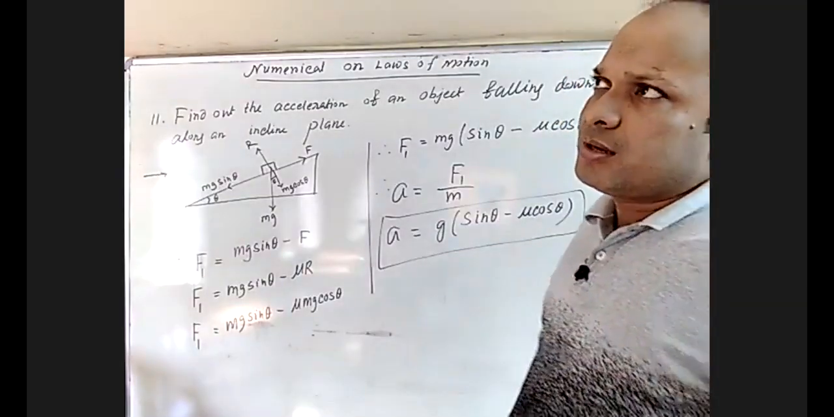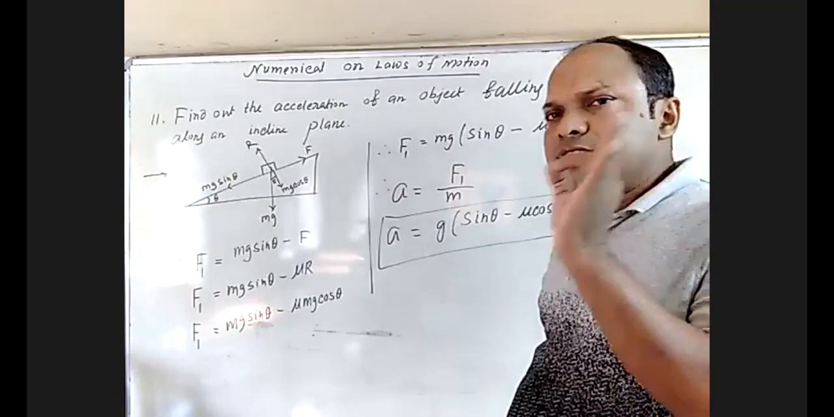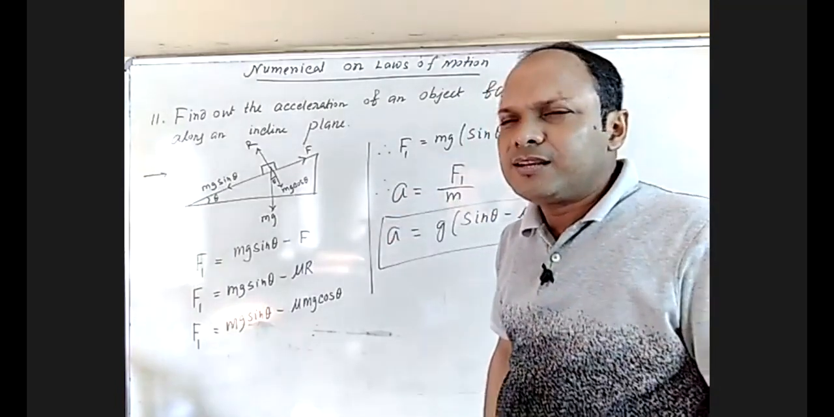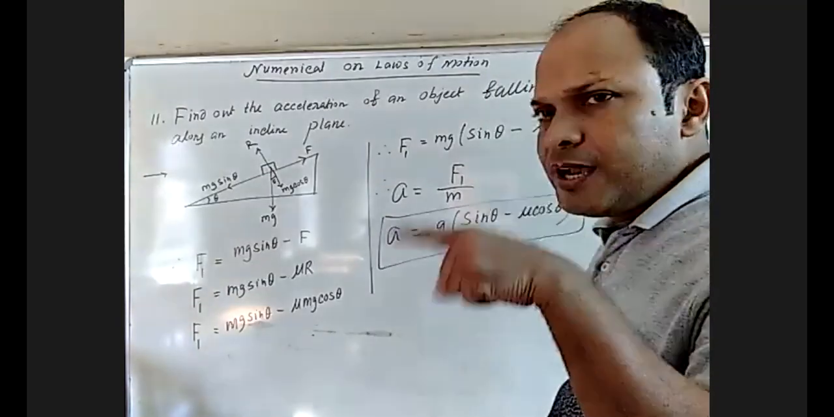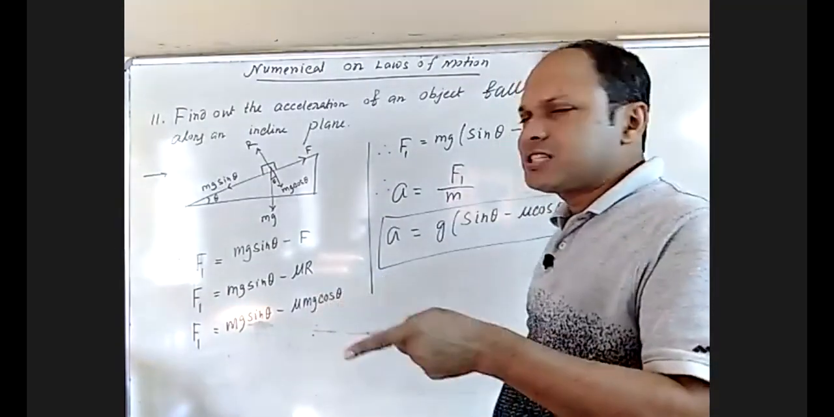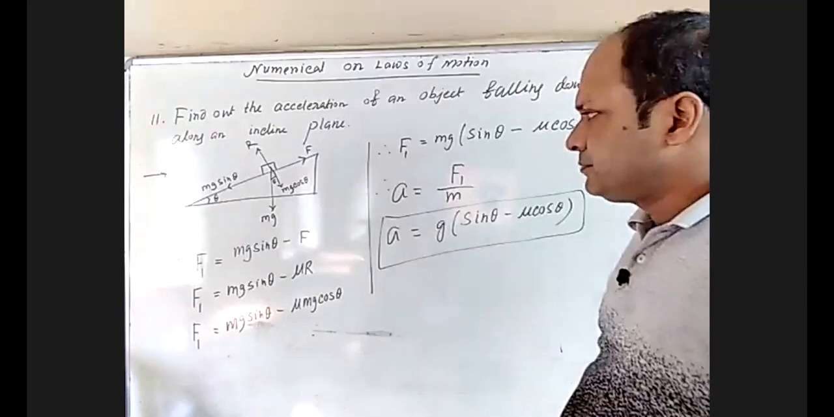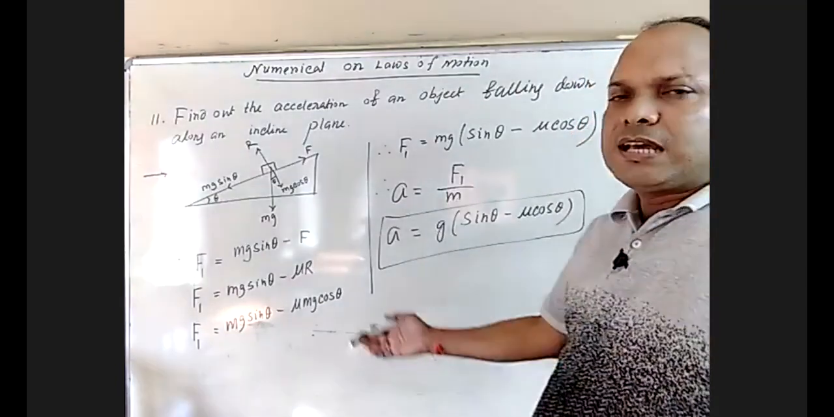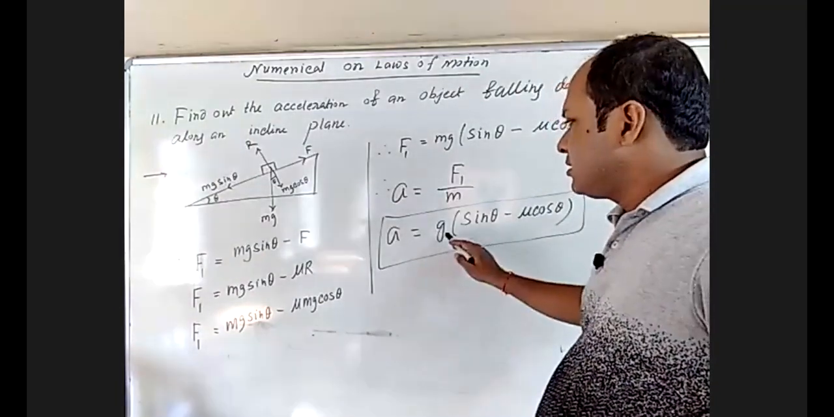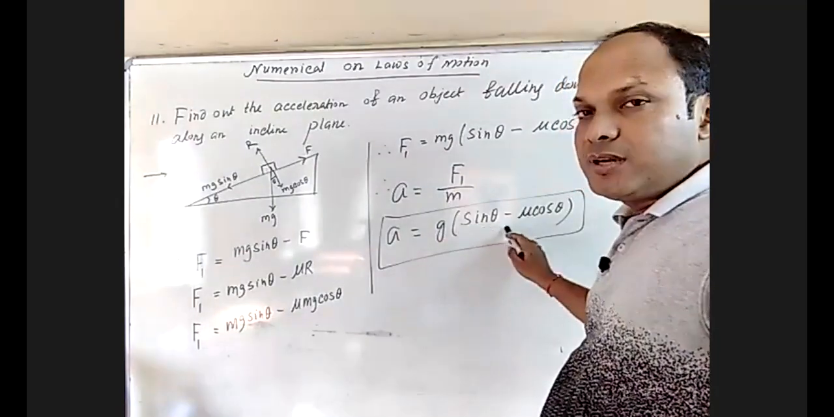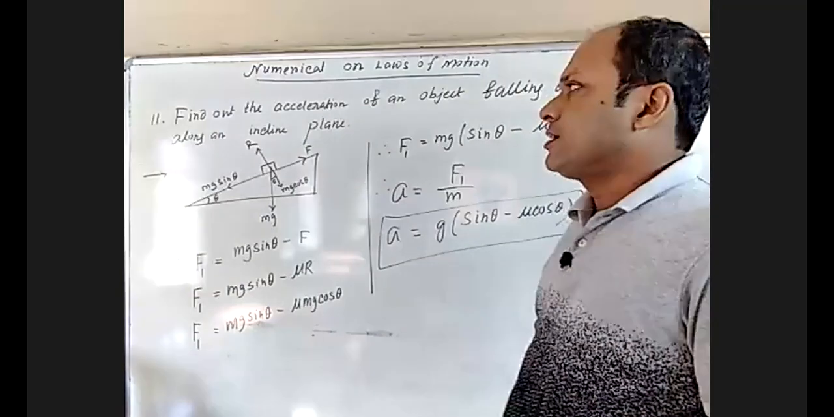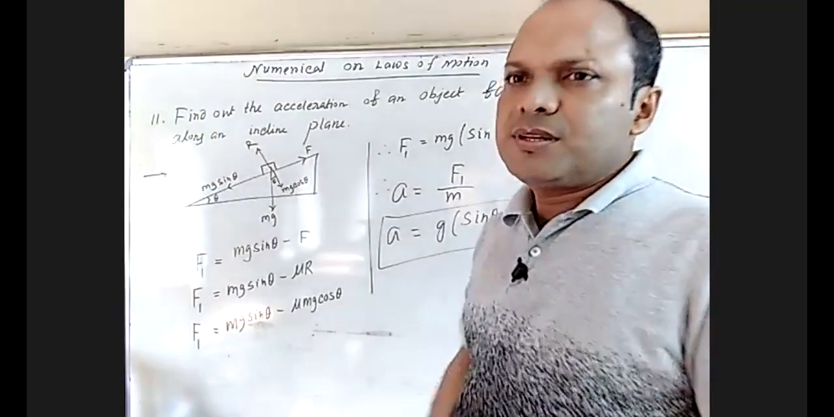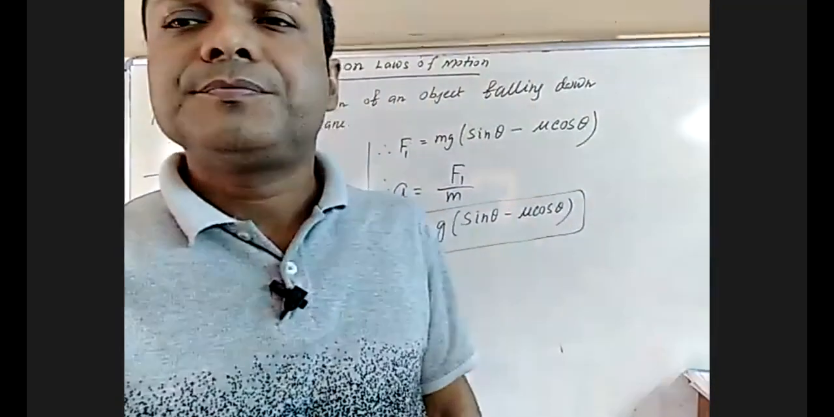You may be given a numerical like that. An object is falling down along an inclined plane having inclination angle, say, 30 degrees, and the coefficient of friction is 0.2. Find out the acceleration of the object. Just g sin 30 minus 0.2 g cos 30. This will be the value of the acceleration. It's very important. Is it clear to everyone?